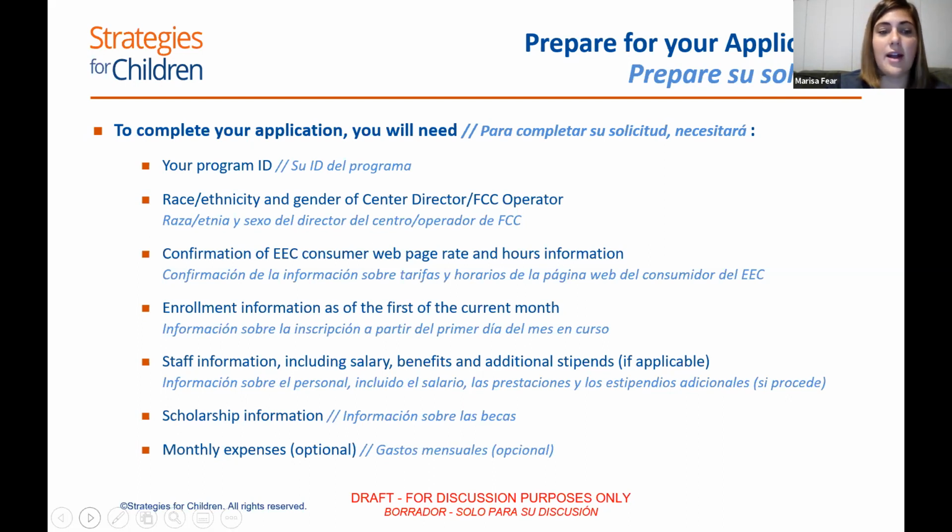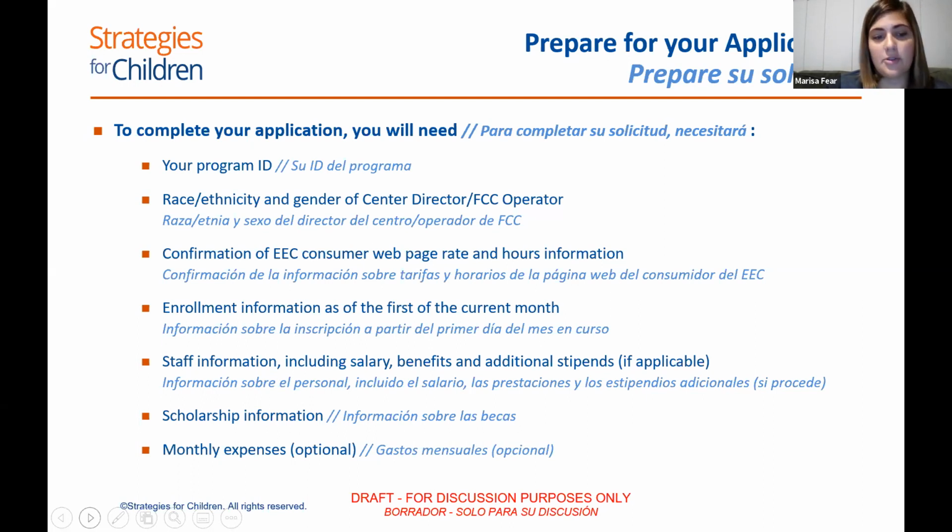The department's also asking for scholarship information. So if your program is able to offer financial assistance of any kind to the families that attend your program, and this is outside of the state subsidy system. So if you offer scholarships or financial assistance to families outside of that system.